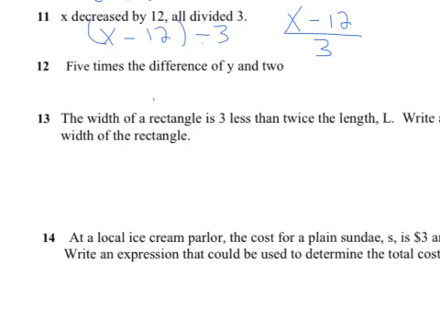Okay, number 12, 5 times the difference of y and 2. I see two different operations here. I see times, and I see difference of. Difference of tells me that I need a set of parentheses for the terms that come after that. So I have y and 2. Difference of means to subtract. So it's y minus 2. And then 5 times that difference. So we have 5 times the difference of y and 2.